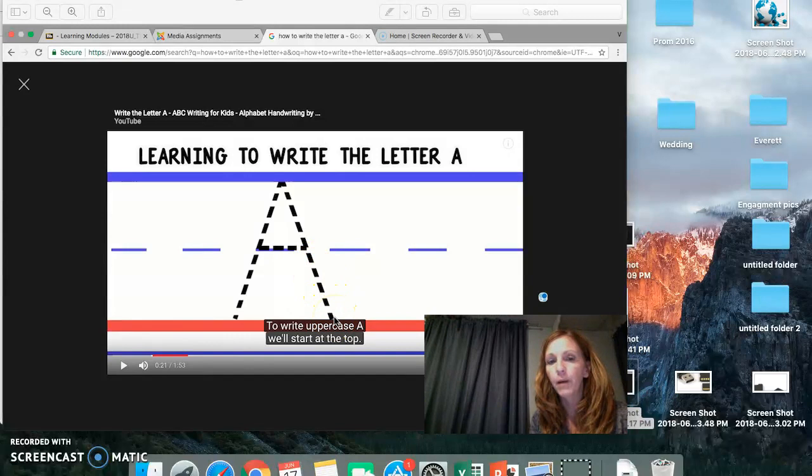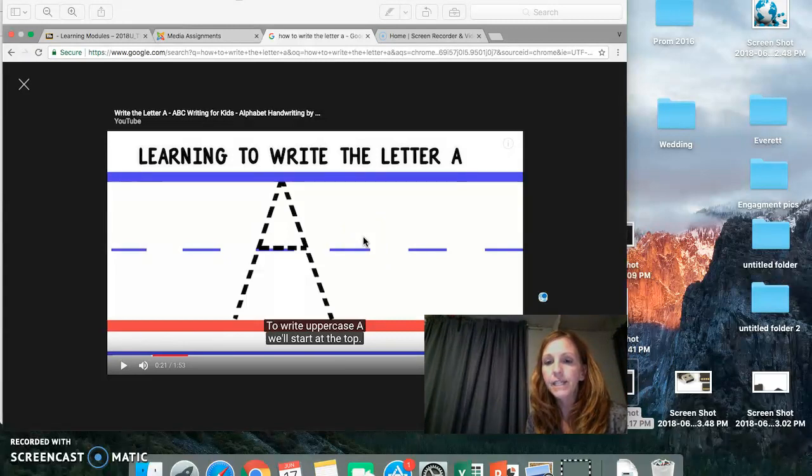And when we get to the bottom of that line, we pick up our pencil, and we draw a horizontal line across our A. So we have two diagonal lines and we have one horizontal line. This is our uppercase letter A, and it has the sound ah.